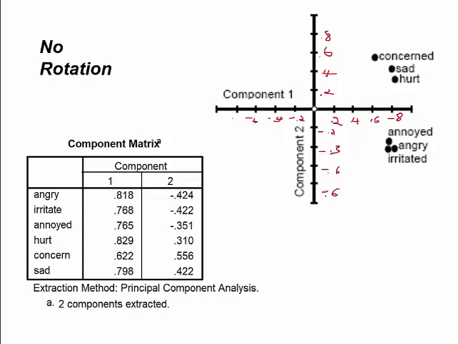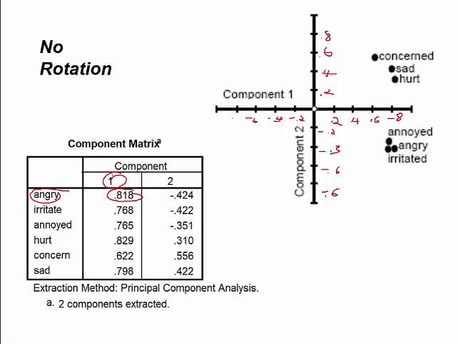And these are going to be sizes of correlations. So what we'll do here is look over at the table: what's the correlation between component 1, or factor 1, and the item feeling angry? The correlation is 0.8.